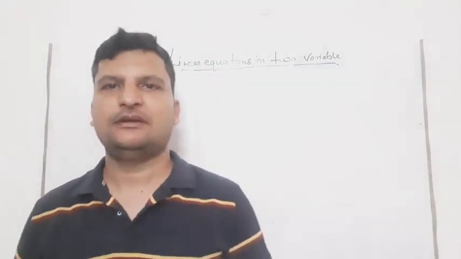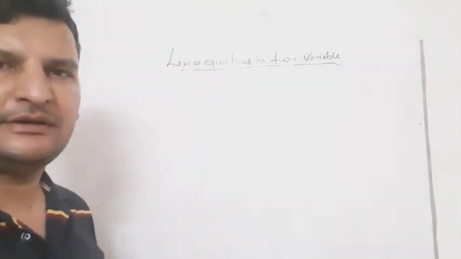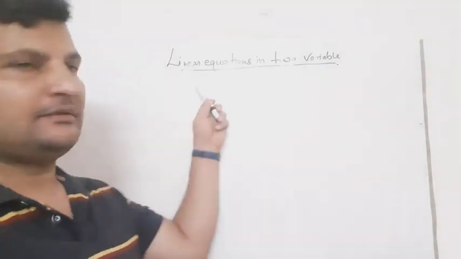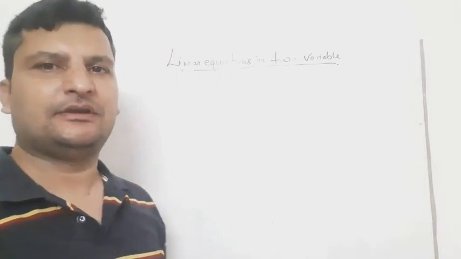Good morning, students. Earlier we have studied coordinate geometry, chapter number 3. Now we are starting chapter number 4. Chapter number 4 name is linear equations in two variables. What are linear equations?